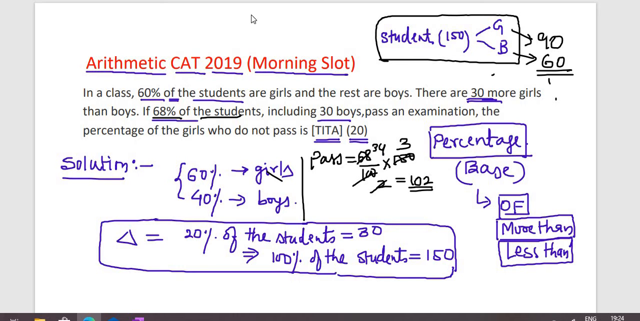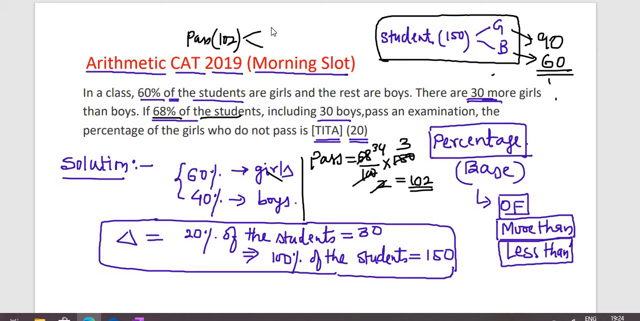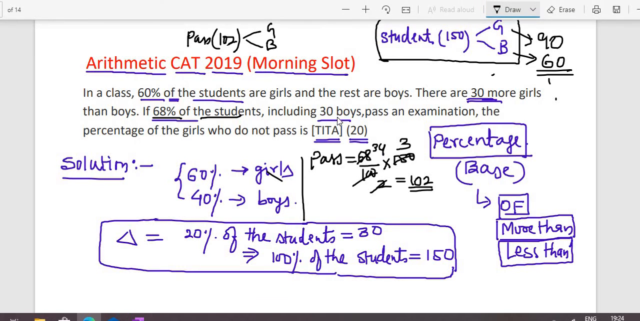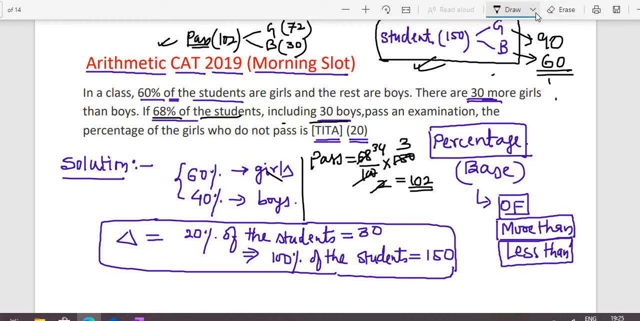Right? Now, if I make a diagram like this, see how many of them pass. Pass becomes 102. And this pass will again have two portions, girls and boys. And this question is saying including 30 boys, so 30 boys pass the exam. Out of 102, 30 are boys. So how many are girls? Obviously 102 minus 30, and that will be 72. Right? This is about those who are passing the exam. Now we have the total number of students passing the examination. Now can we find those who are failing the examination? Yes, definitely we can.